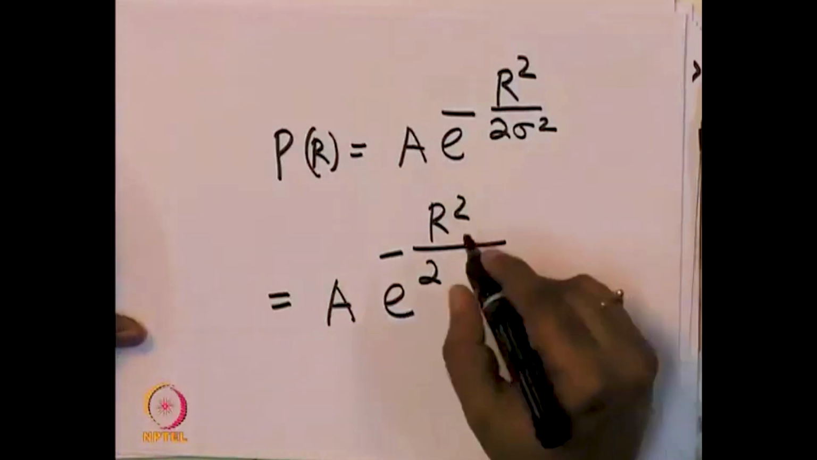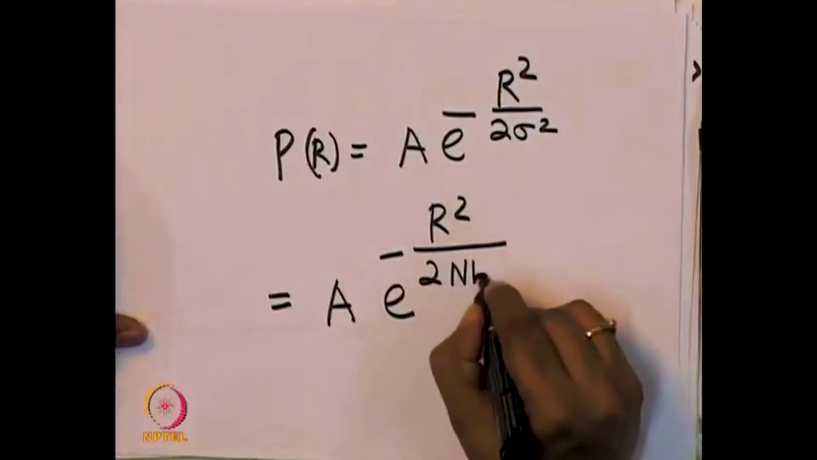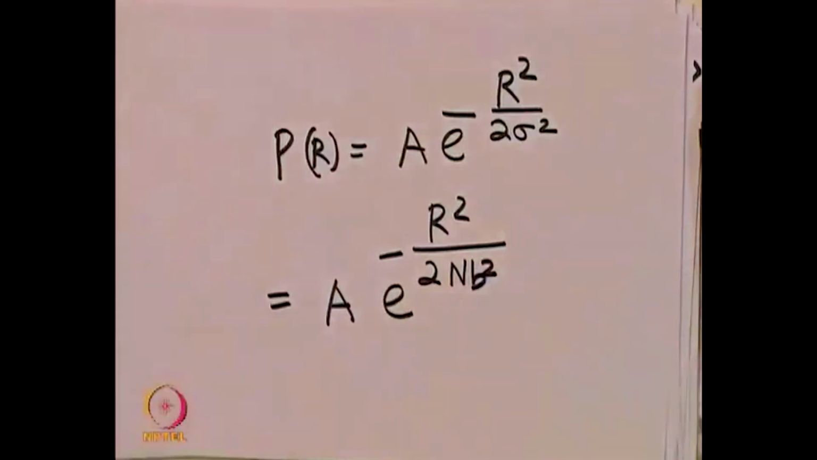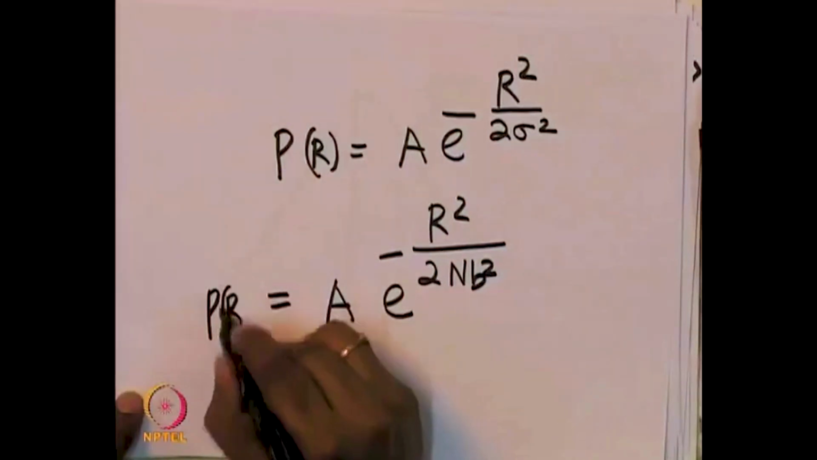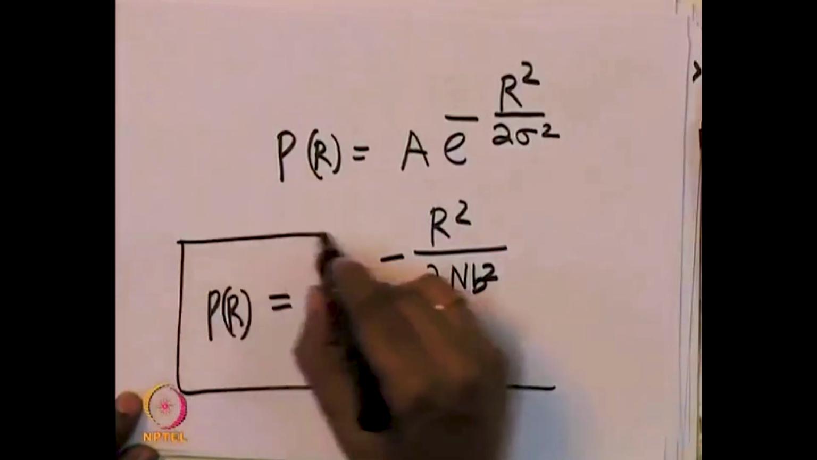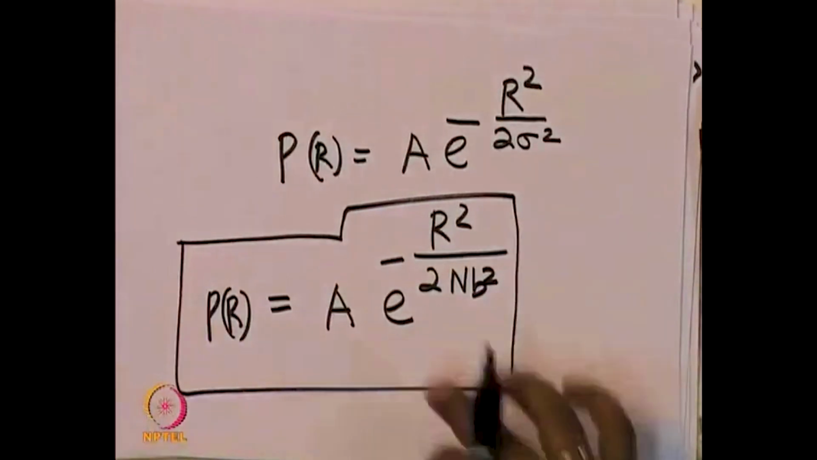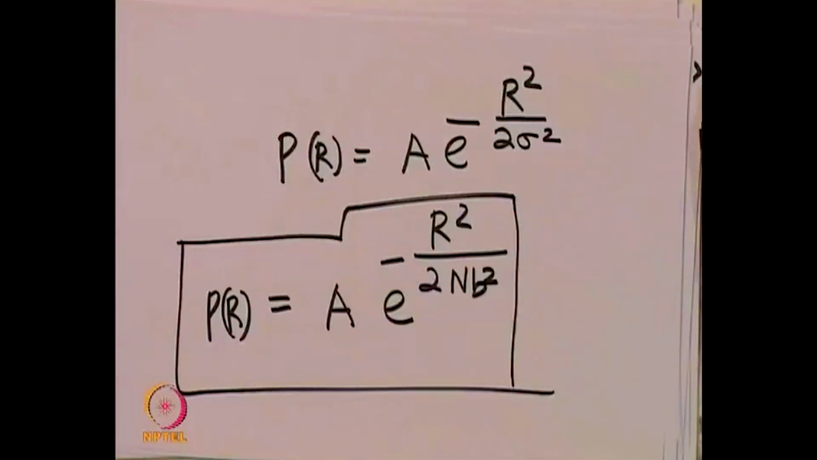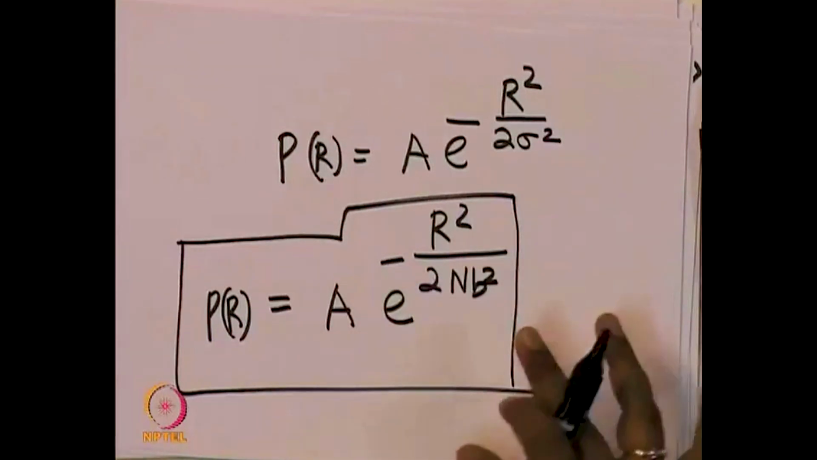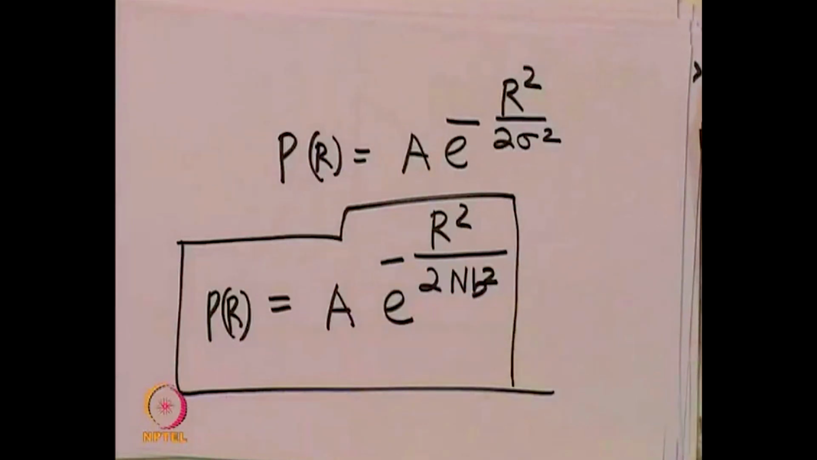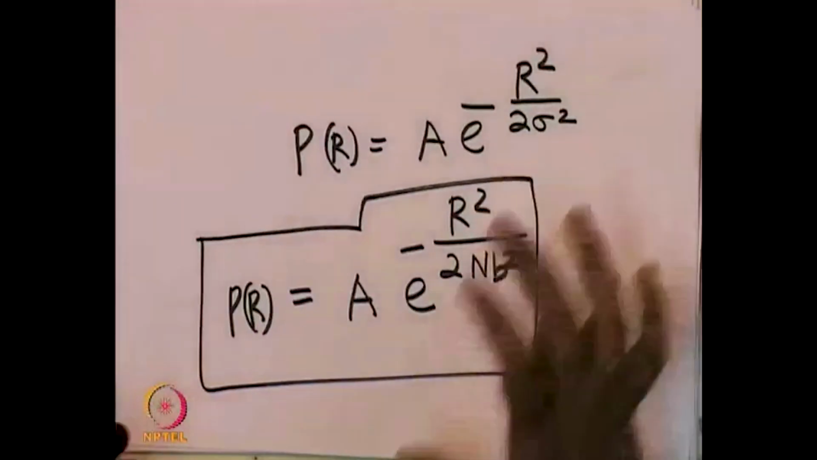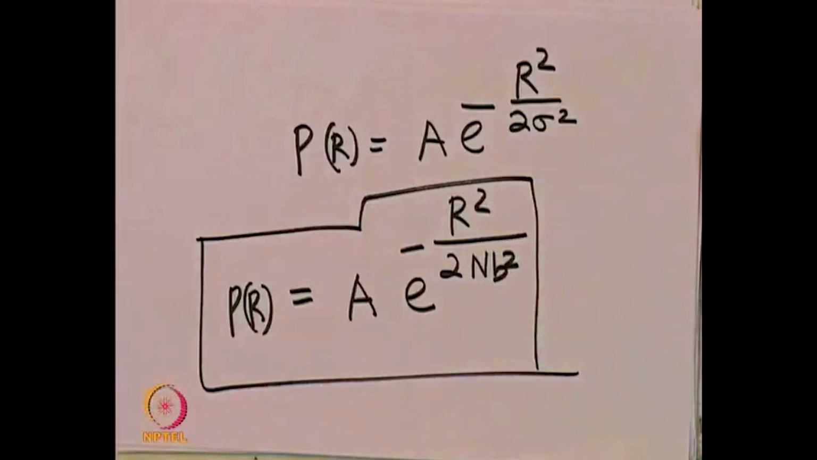Sigma square we found to be n b square. So, the probability distribution for this particular protein having random configuration is, it can be shown, e power minus r square by 2 n b square. We can explicitly show this if there is time, maybe towards the end of this course, once we cover our main part, in another lecture, but just realize that this is the distribution function.